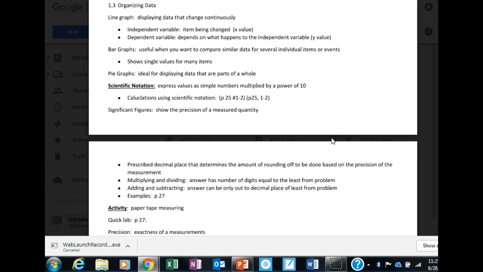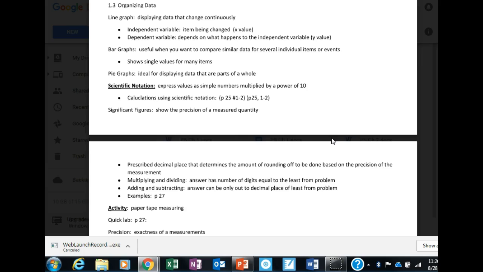Now, significant figures show the precision of a measured quantity, and we'll work with significant figures tomorrow. Precision is how closely you measured an item. So if you measured it to the millimeter or the centimeter, like we were doing with finding our volumes, the length, width, and height of our boxes, you will be able to use significant figures to determine where to round your numbers after you've measured them.